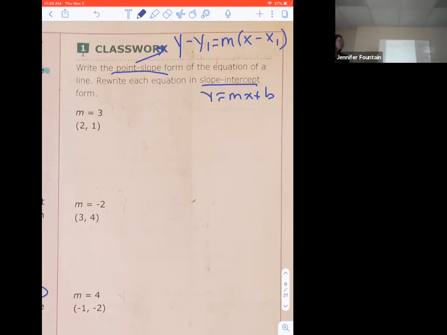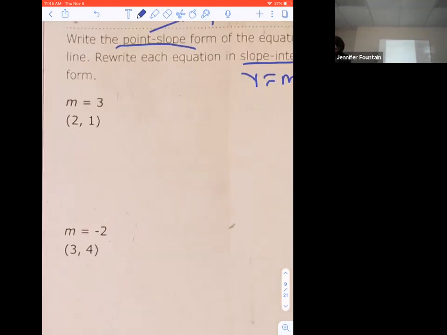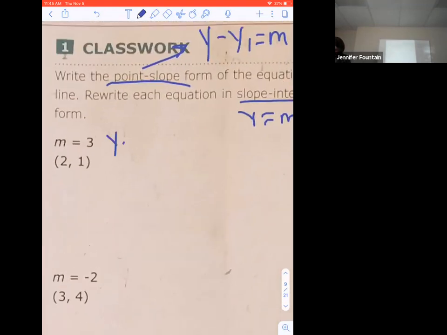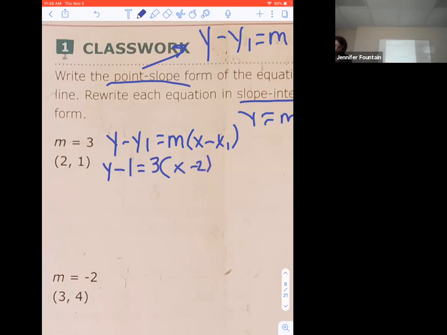All righty. So if I'm starting with my original equation, I have y minus y1 equals m times x minus x1. So now I can plug in values. Y minus what? 1. 1 equals 3. 3 times x minus 2. Is everybody comfortable with how to plug in the values? How to figure out what gets plugged in over here? Everybody good with that?